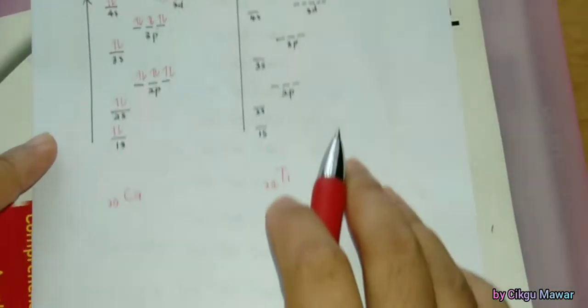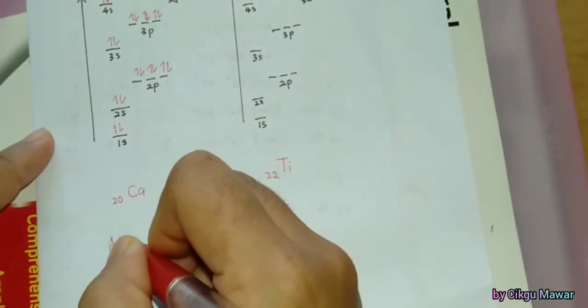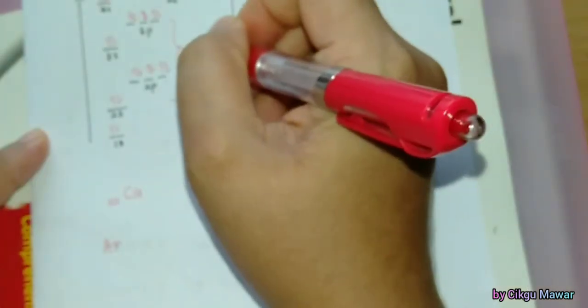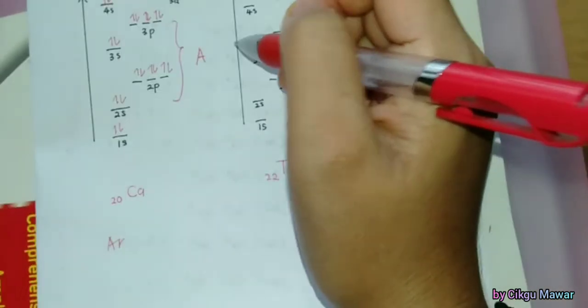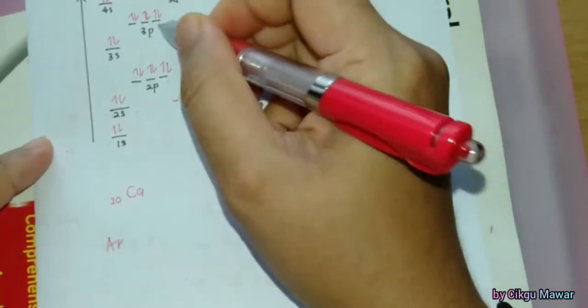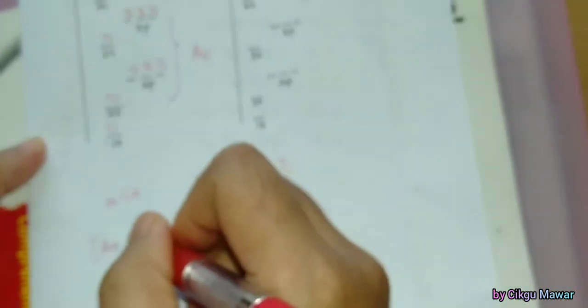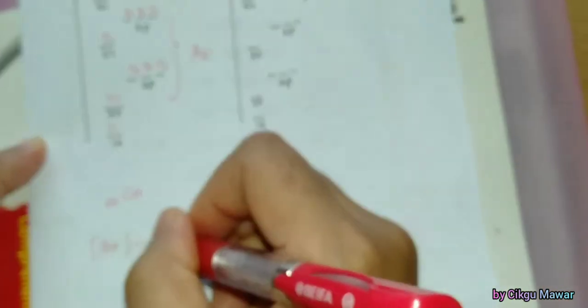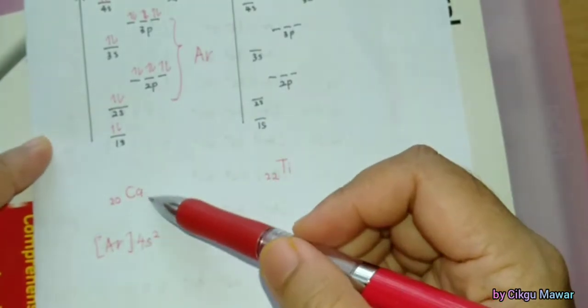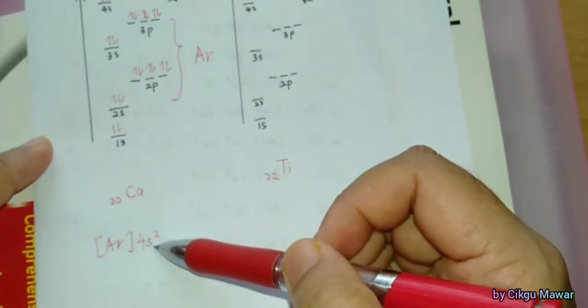So that's why we will write it like this: this is the argon part, followed by 4s2. That's why calcium is located in S block.